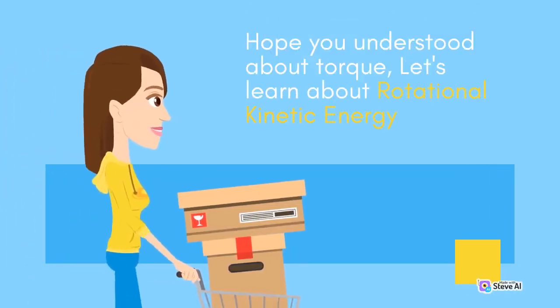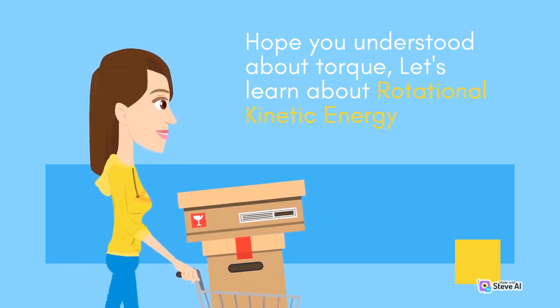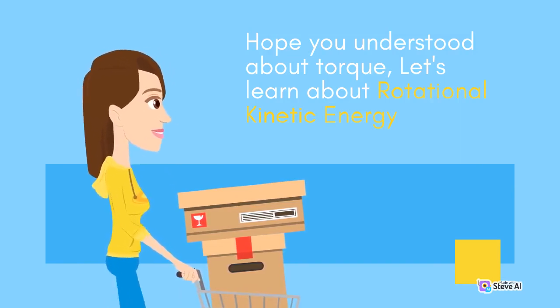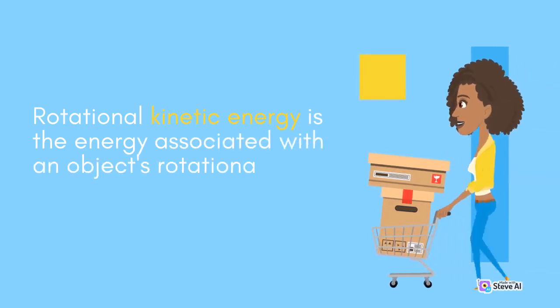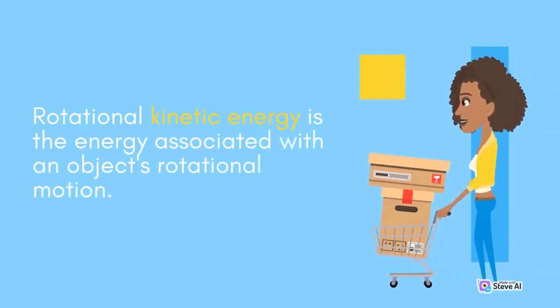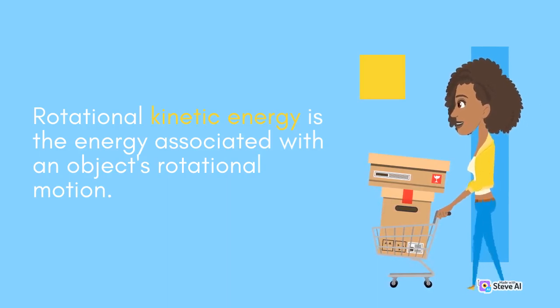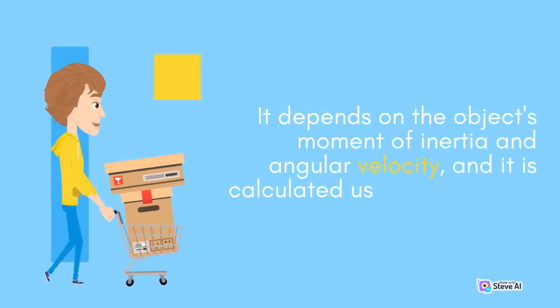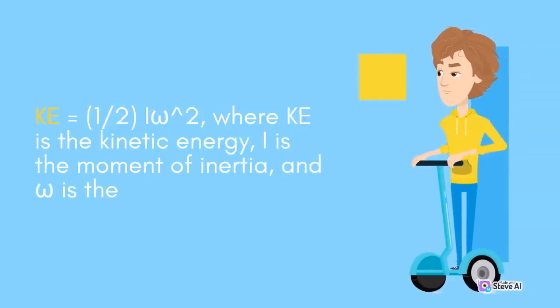Hope you understood about torque. Let's learn about rotational kinetic energy. Rotational kinetic energy is the energy associated with an object's rotational motion. It depends on the object's moment of inertia and angular velocity, and it is calculated using the formula K = 1/2 I ω², where K is the kinetic energy, I is the moment of inertia, and ω is the angular velocity.